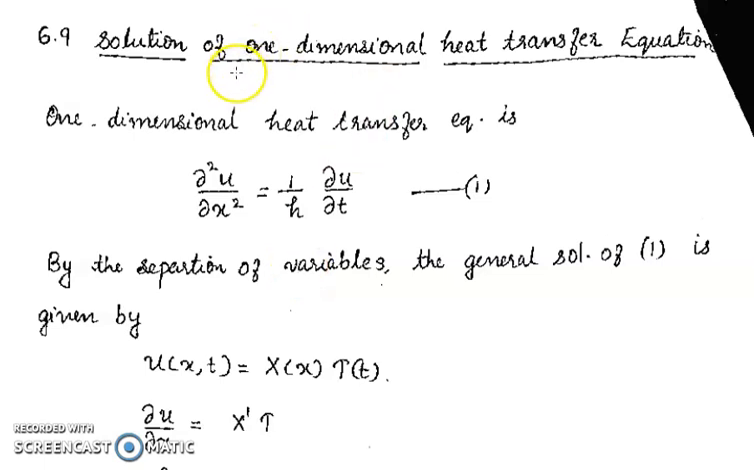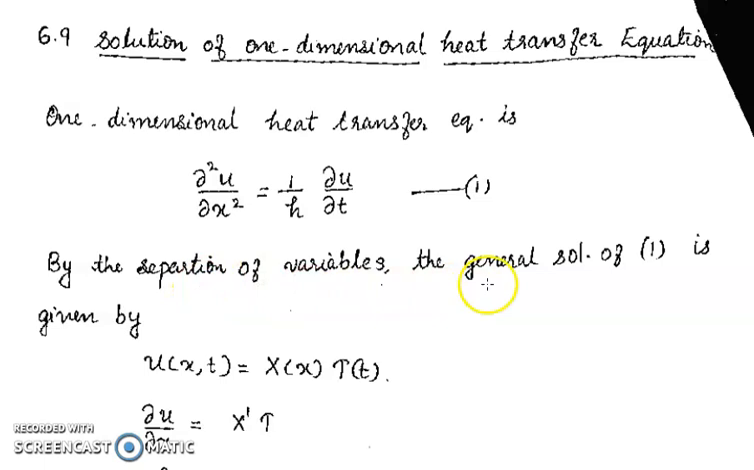Here we consider the general solution of the one-dimensional heat equation. The one-dimensional heat equation is ∂²u/∂x² = (1/h) ∂u/∂t, and we take it as equation 1. And here we apply the method of separation of variables to find the general solution. Here u is the dependent variable and x and t are the independent variables.